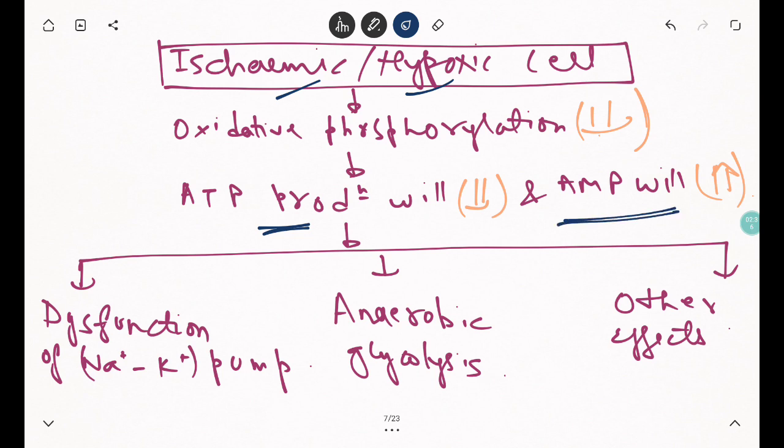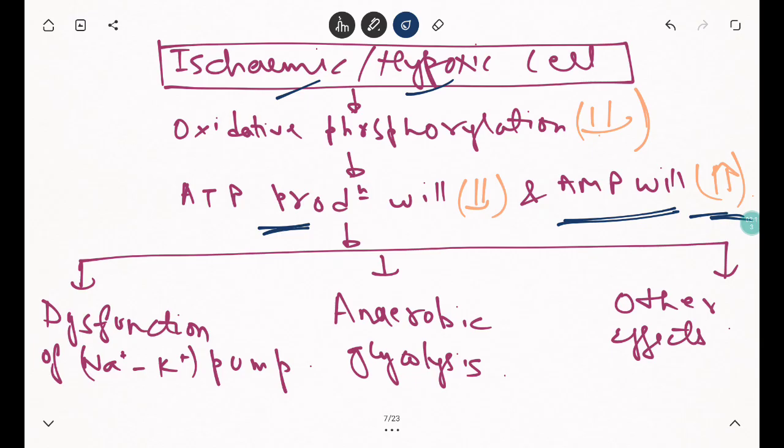So why is the production of AMP harmful for the cell? AMP is produced when there is a lack of energy in the cell, when there is a deficiency of ATP. So when there is increased production of AMP within the cell, it means that ATP is less, so the cell is continuously breaking down ATP to produce AMP for its energy use. That is why production of AMP is harmful.